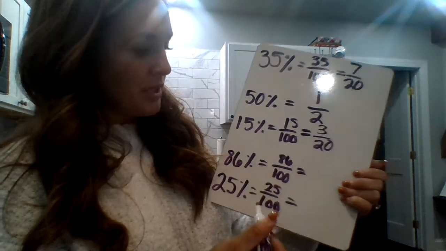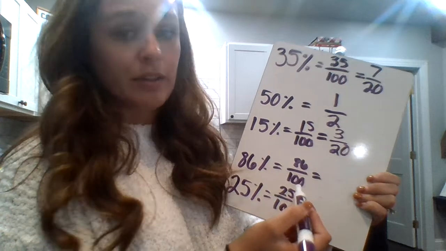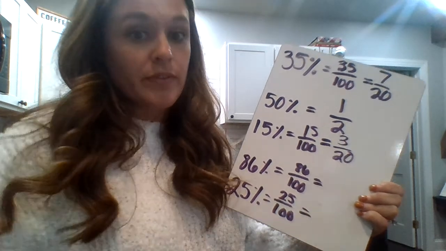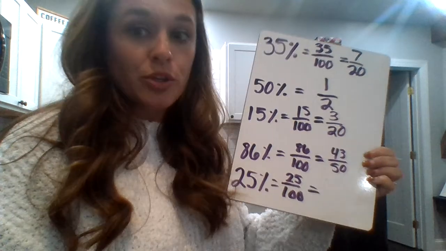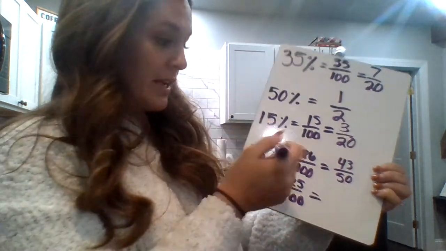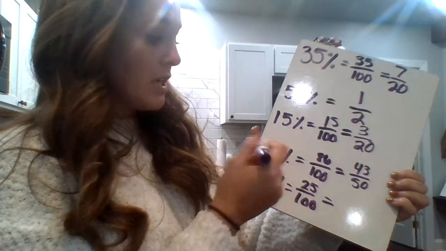Okay, 86%. We've got 86 over 100. They're both even, so 2 goes into each of them. So when you divide the top and the bottom by 2, it's 43 over 50. So 86% as a reduced fraction is 43 over 50.